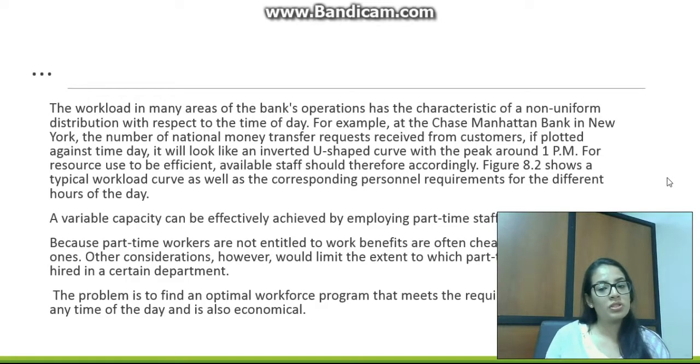Well, I'm going to explain the exercise Chase Manhattan Bank in New York. So this is the part of the exercise that you can pause the video and read slowly for your better comprehension.